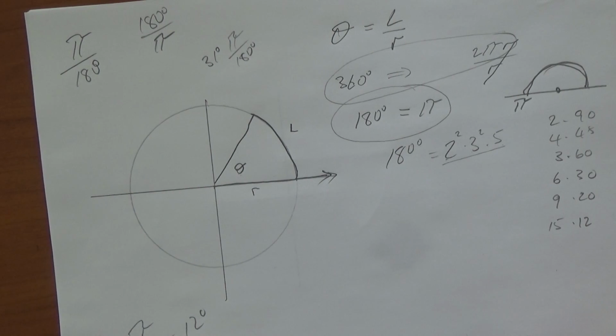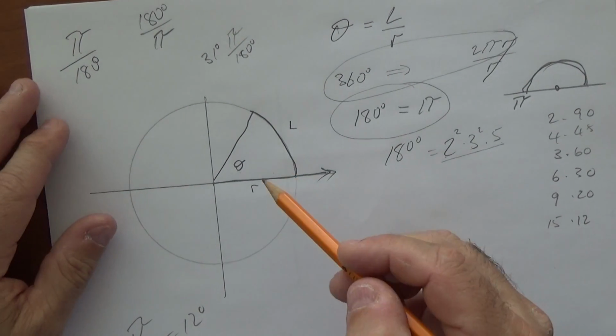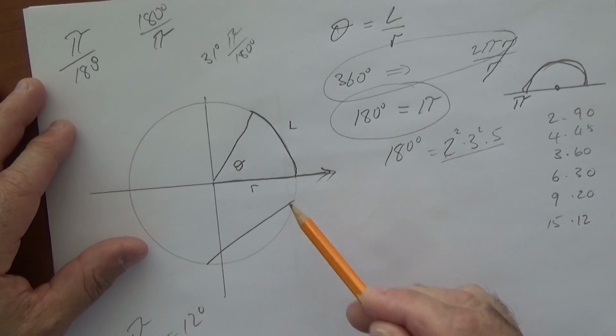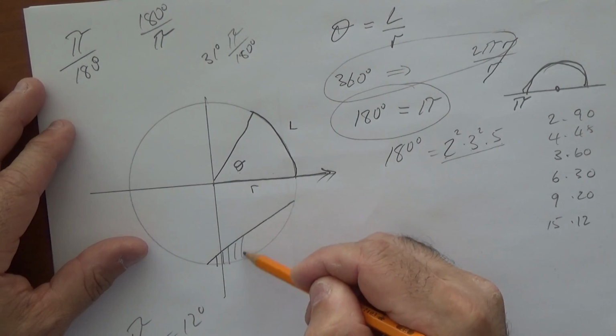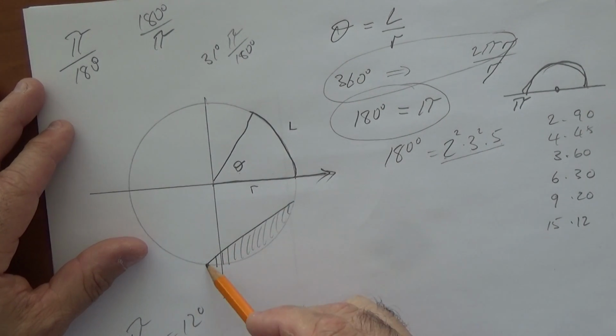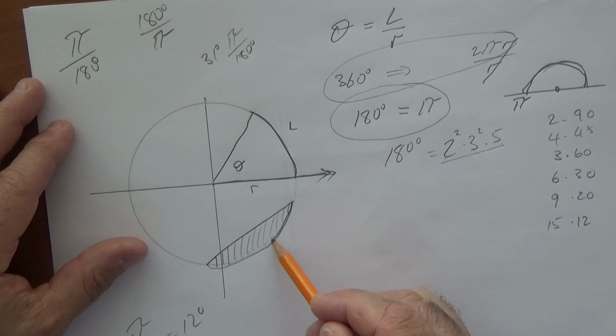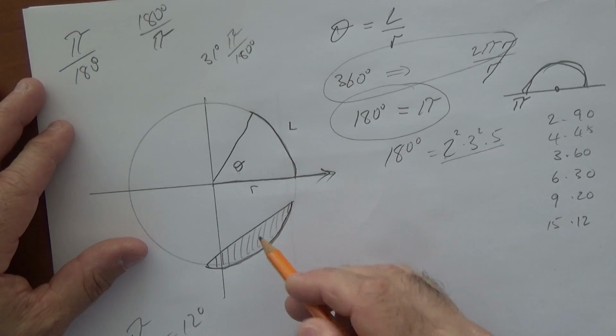Okay, so just to go through the theory of the circle, a segment is the part of the circle that gets cut off between a chord and the circumference of the circle itself. So that's called a segment.